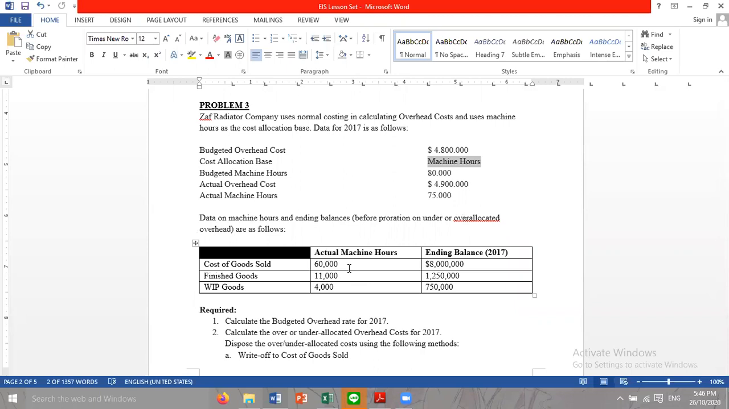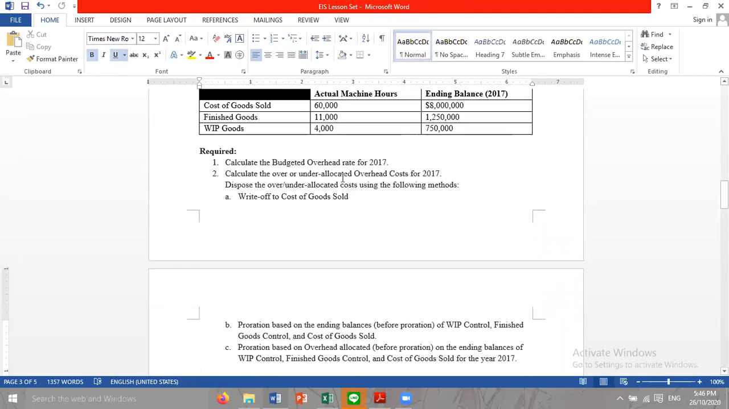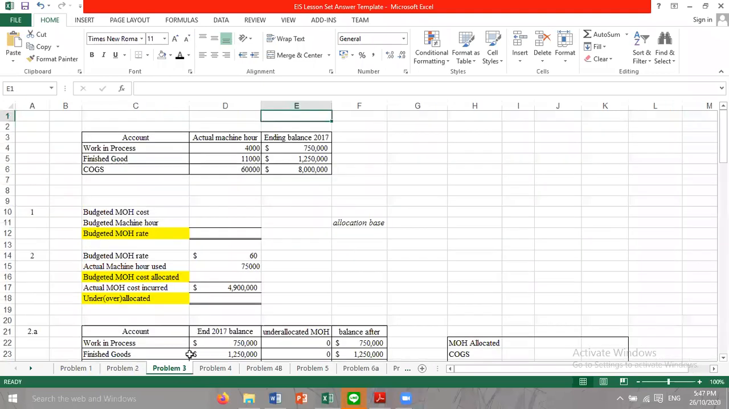Okay, so the question asks, first, calculate the budgeted overhead rate for 2017. Second, calculate the over or under allocated overhead costs for 2017. And we are asked to dispose of the over or under allocated costs using the following methods. Here we have the write-off to cost of goods sold method. Then we're required proration based on the ending balances, and proration based on overhead allocated. All right, so let's start finding the answers.